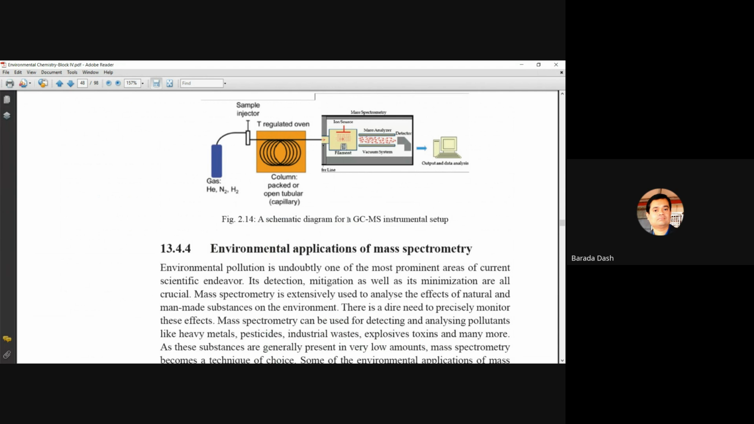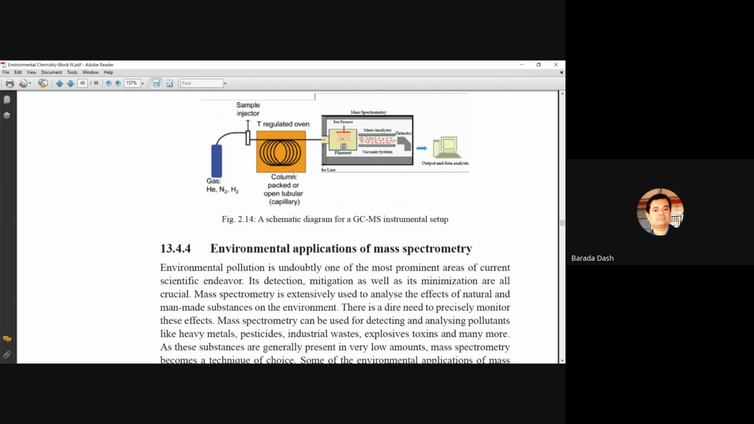GCMS is very useful in environmental analysis. Like in the previous classes, you might have heard about GCMS for pesticide determination. Pesticides and other chlorinated organic molecules can be detected very effectively by using GCMS.